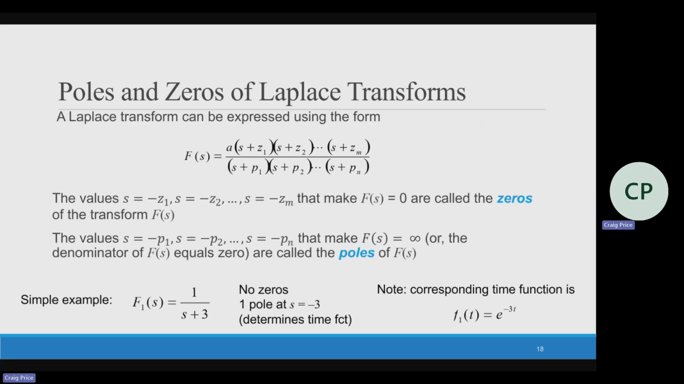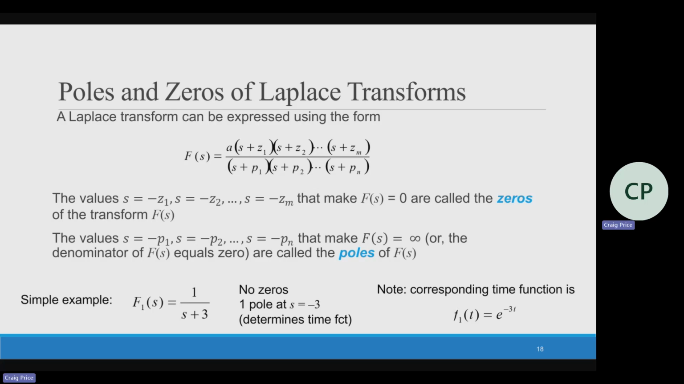Okay. So we can express it with this kind of form. Basically, once I have it in the S domain, anything that makes the numerator equal to 0, those are called the zeros of the transform. Any S term that makes the denominator equal to 0, guess what that's called? The poles. So again, it's like my transfer function, right? Once I have the Laplace transform, anything that makes the denominator equal to 0 is called the pole. Same thing as the root.